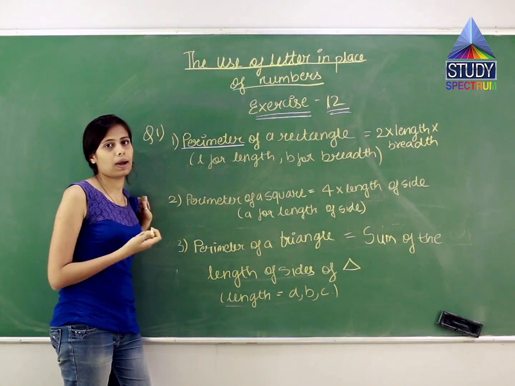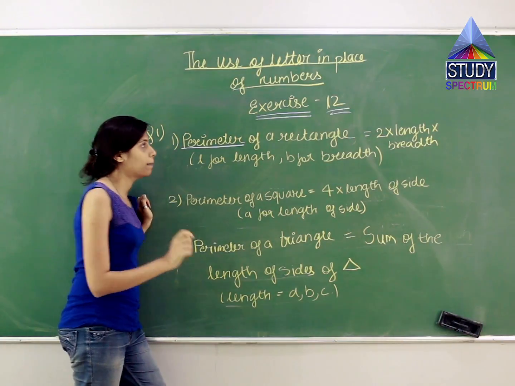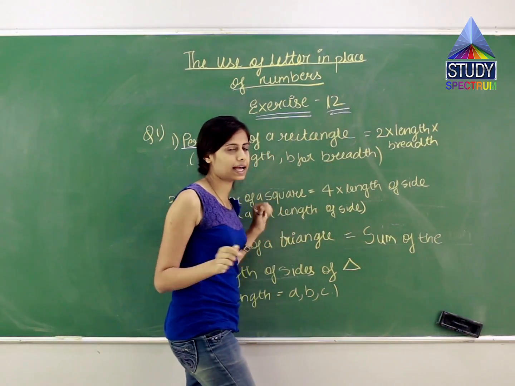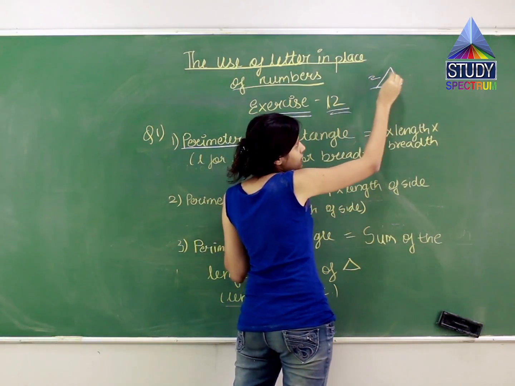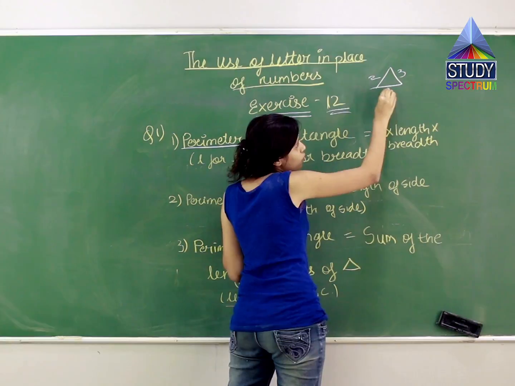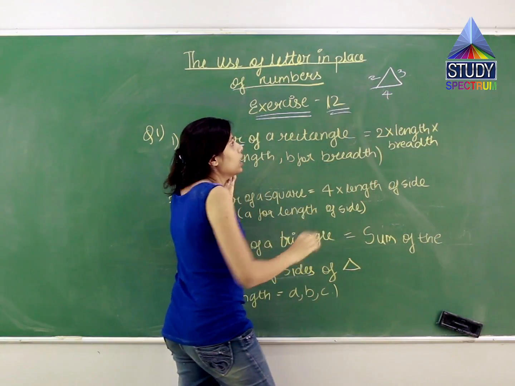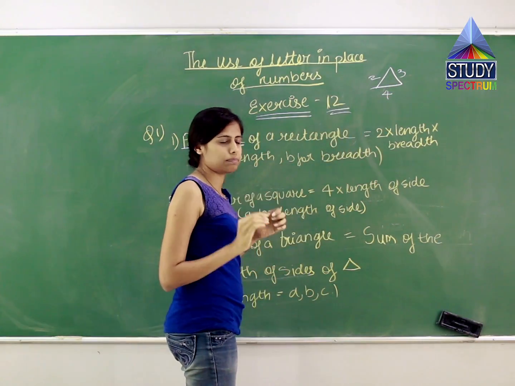What is the meaning of perimeter? First, you have to understand that. Perimeter means what? Suppose any diagram. Over here, I'll take a triangle. This is 2 centimeter, this is 3 centimeter, this is 4 centimeter. For example, okay. Now, what is a perimeter?